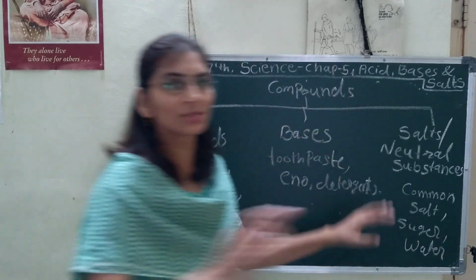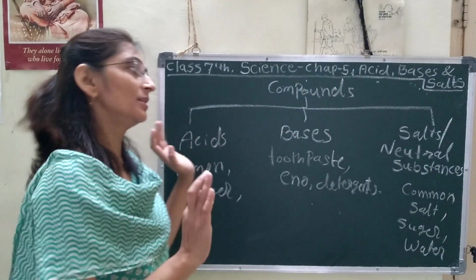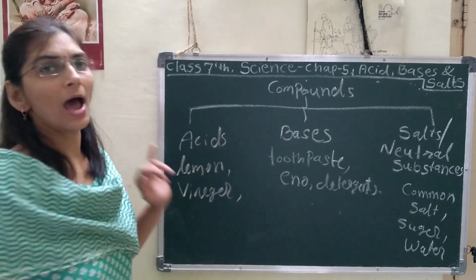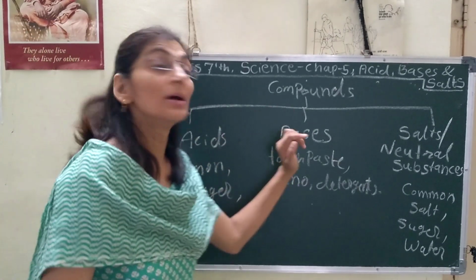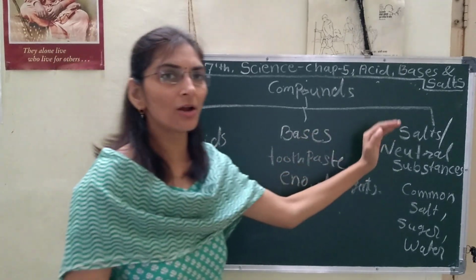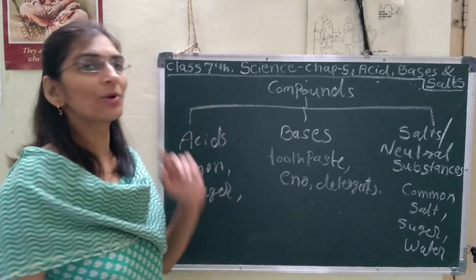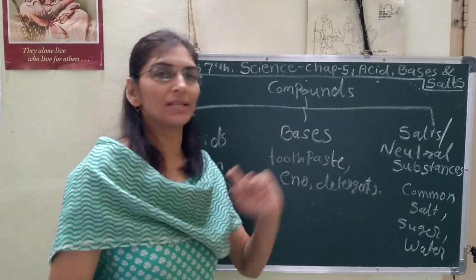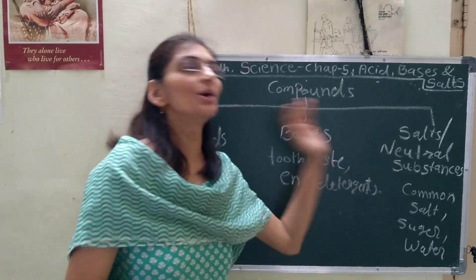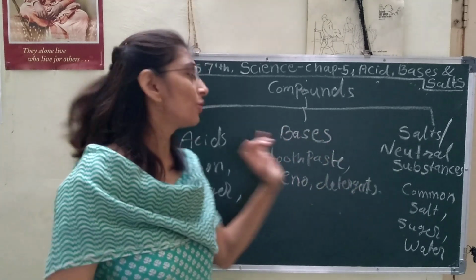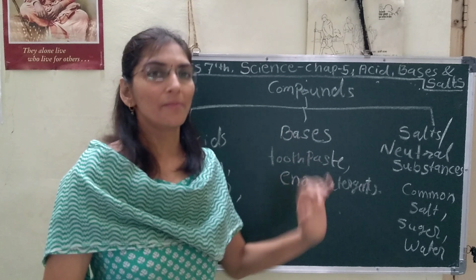So I have classified these substances into three groups, three categories. Some have acidic properties, some have basic properties, and some have neutral properties, meaning they neither show acidic properties nor basic properties. That is why they are called neutral substances. Neutral means they don't show properties of acids as well as bases.